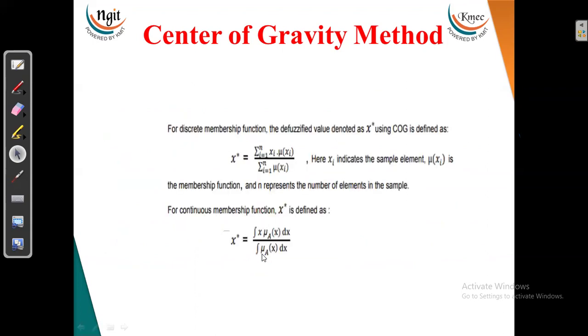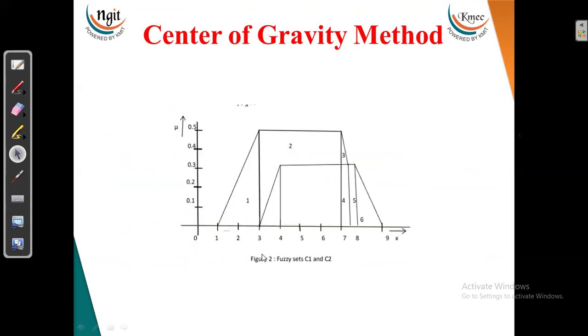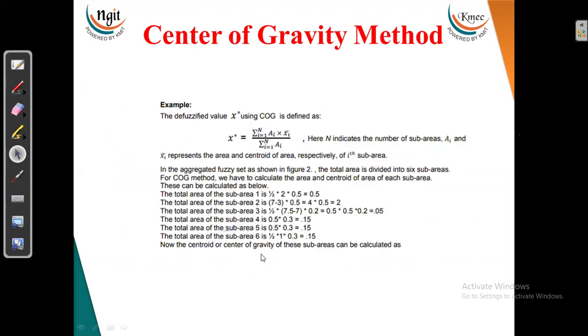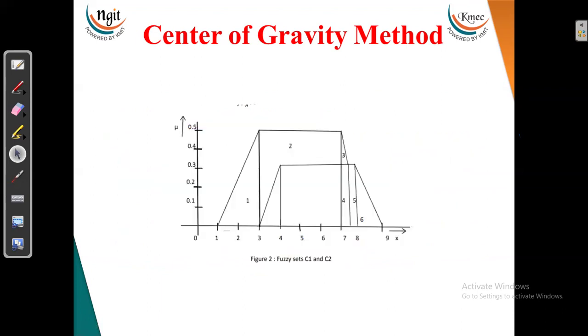Now what we are going to do? Again, don't worry about the formula. We'll see the problem directly. Here the interesting point is that you have to calculate the area of each and every part. If I take this as one part, again this is one part, again this is one part. That's why here we are not mentioning A1 and A2. I'm identifying the parts. So this is 1 and this is 2.